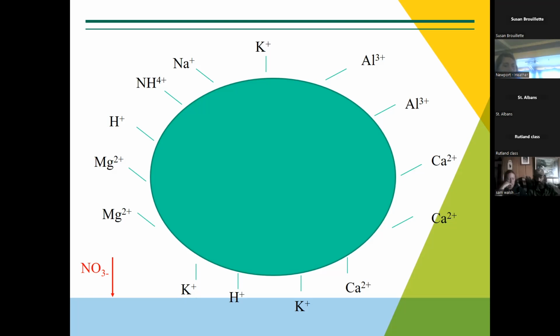So how do you get rid of the aluminum if you have an acidic soil? What would you do? I already gave you the answer. That is one thing you could do. Liming, thank you. Okay, good.